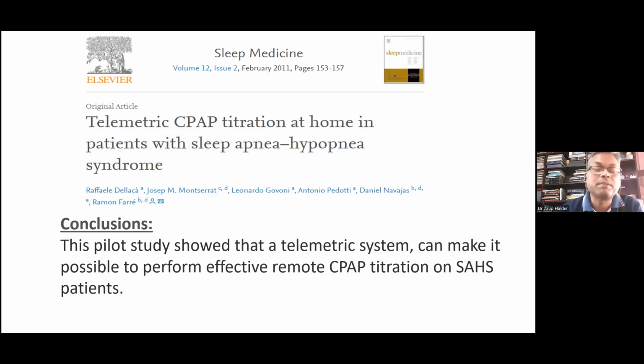This method actually became popular during the COVID time when we did not have access to our labs. And though the recent AASM recommendation has not endorsed this kind of CPAP titration method, actually I think in future it will come in a big way, because you can do a longitudinal titration for so many days and you can get the patient's feedback, which is very important to increase the CPAP compliance.